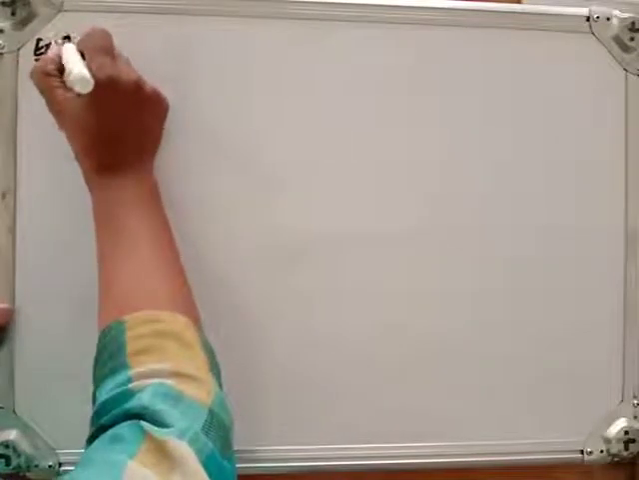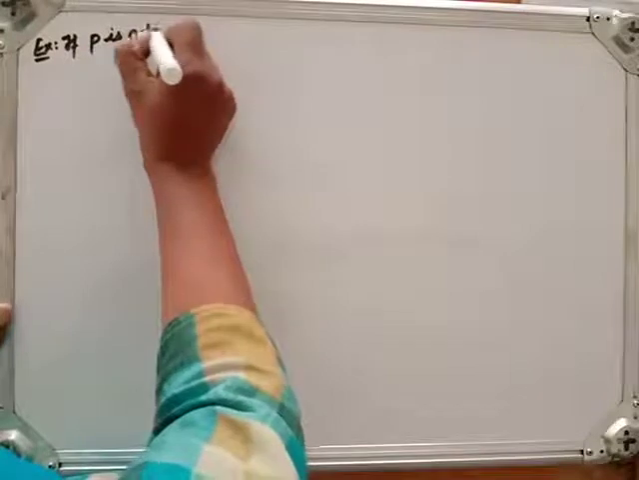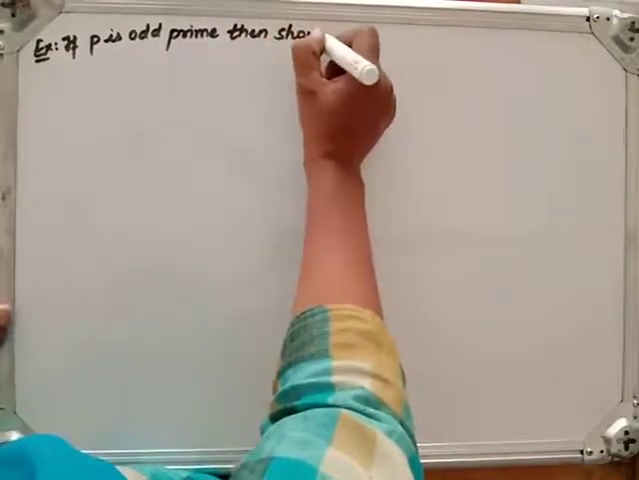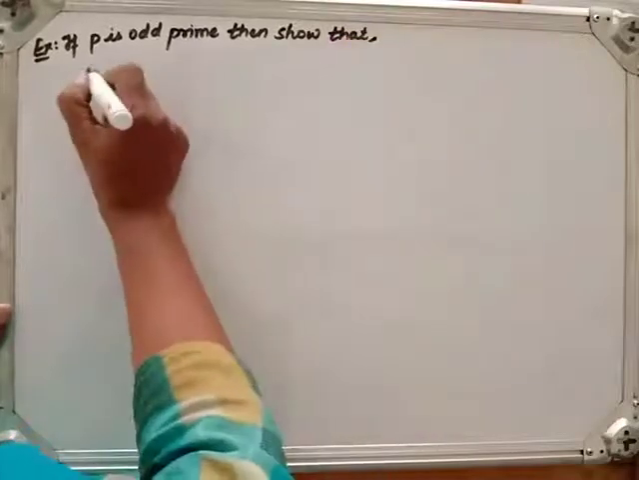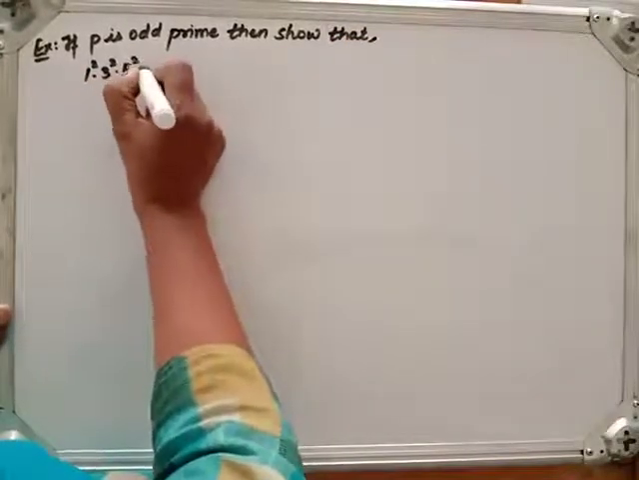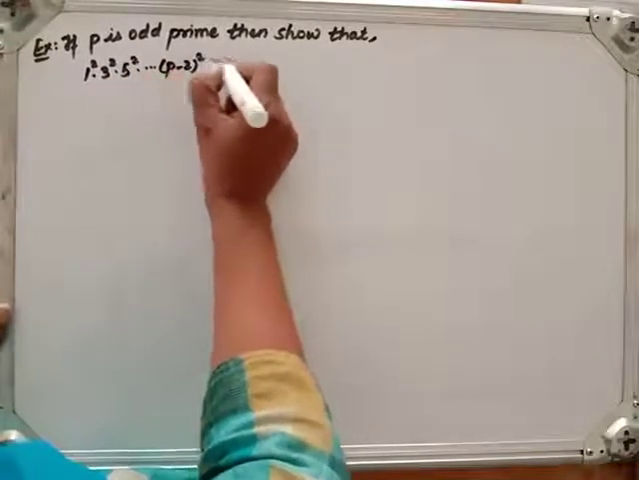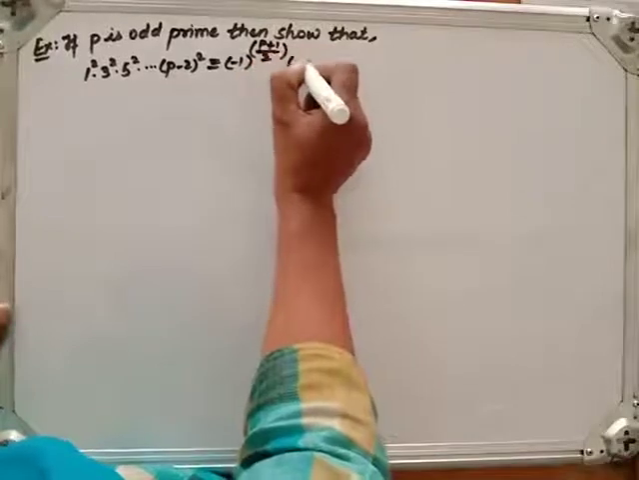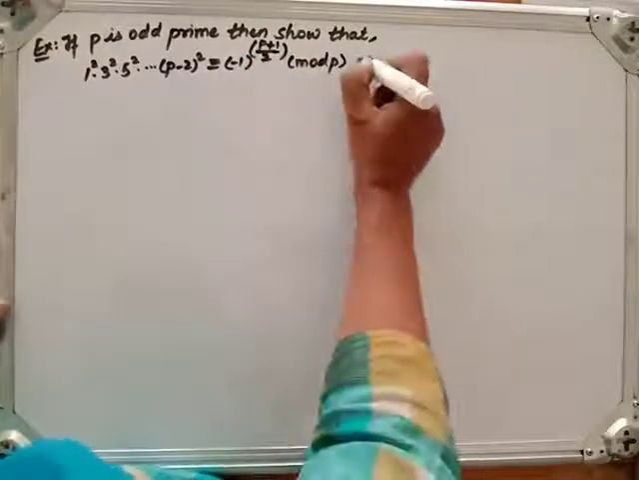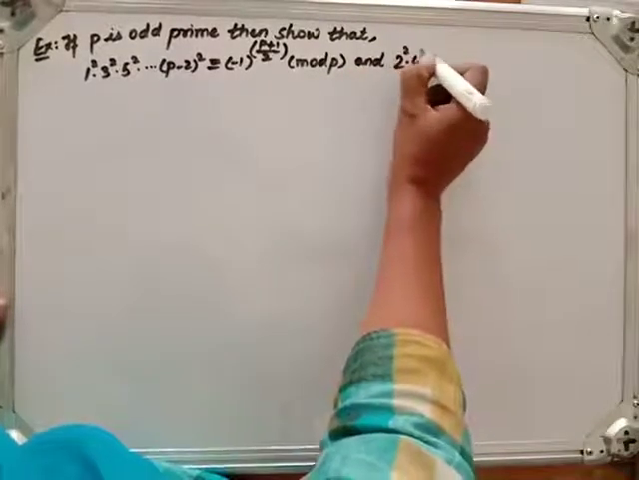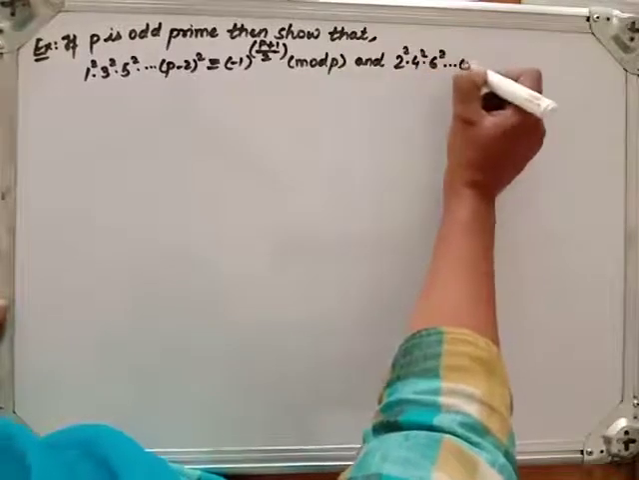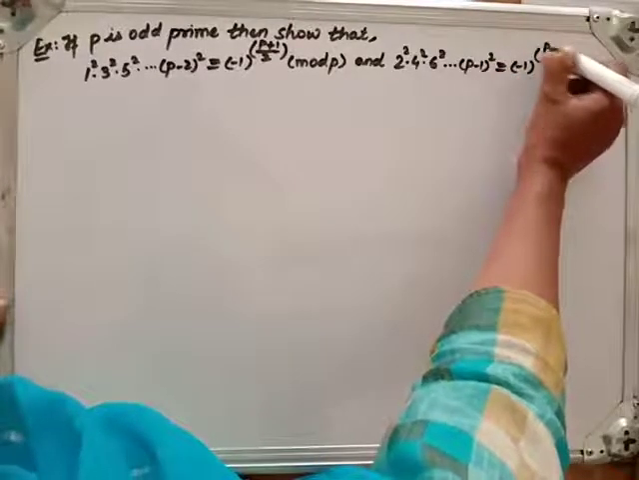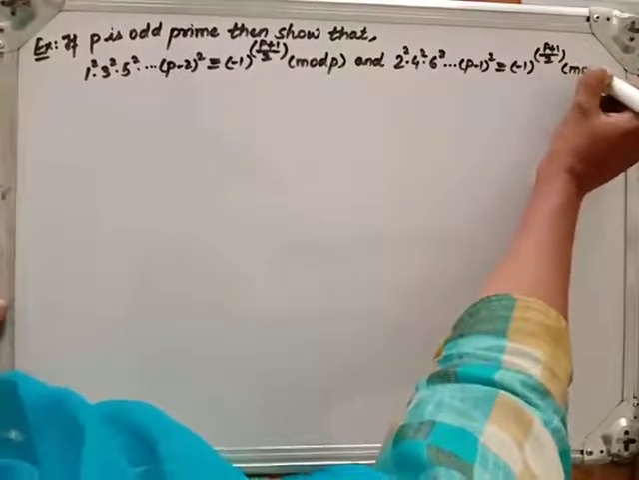Example: if p is an odd prime, then show that 1 square, 3 square, 5 square and so on up to (p minus 2) square is congruent to minus 1 raised to (p plus 1) by 2 modulo p, and 2 square, 4 square, 6 square and so on up to (p minus 1) square is congruent to minus 1 raised to (p plus 1) by 2 modulo p.